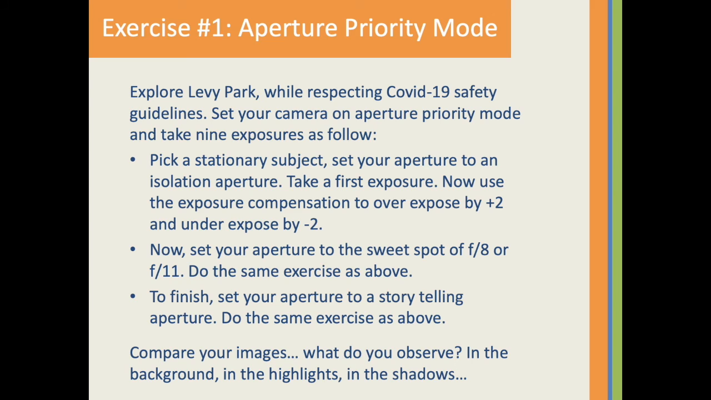For each of these apertures, you are going to shoot 3 exposures: a correctly exposed image, and then using exposure compensation, you'll take one overexposed image by, for example, +1 or +2, and you'll take one underexposed image, for example, -1 or -2. Then you'll compare your images and see what you observe in the background.